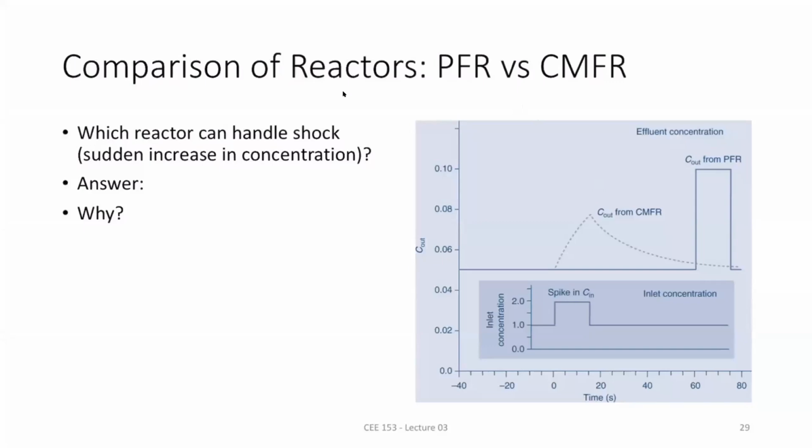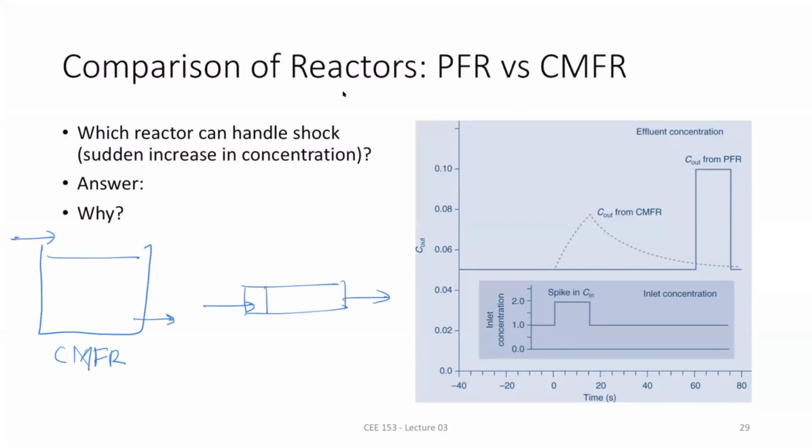Which reactor can handle shock, meaning a sudden increase in temperature or concentration? Think of the plug flow reactor versus this reactor. This is Q in, Q out. This is the CMFR, and the plug flow reactor is like this. Things are going in, you have a batch that's moving. Think of what happens.